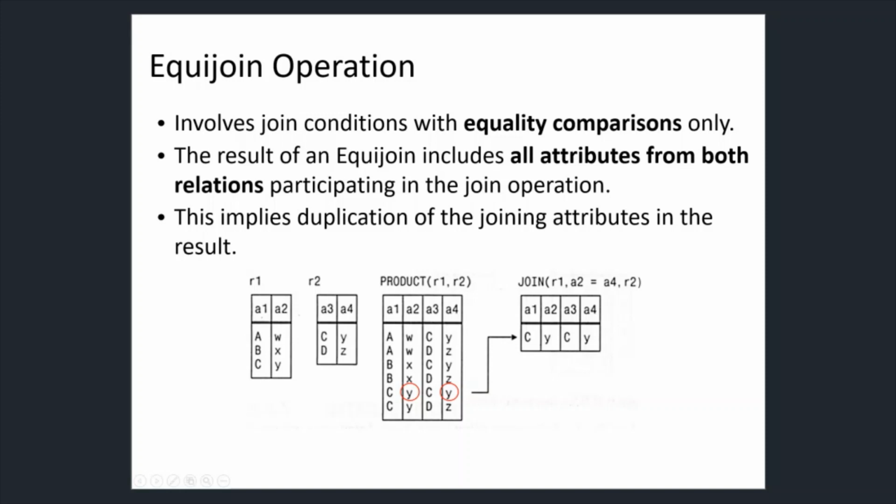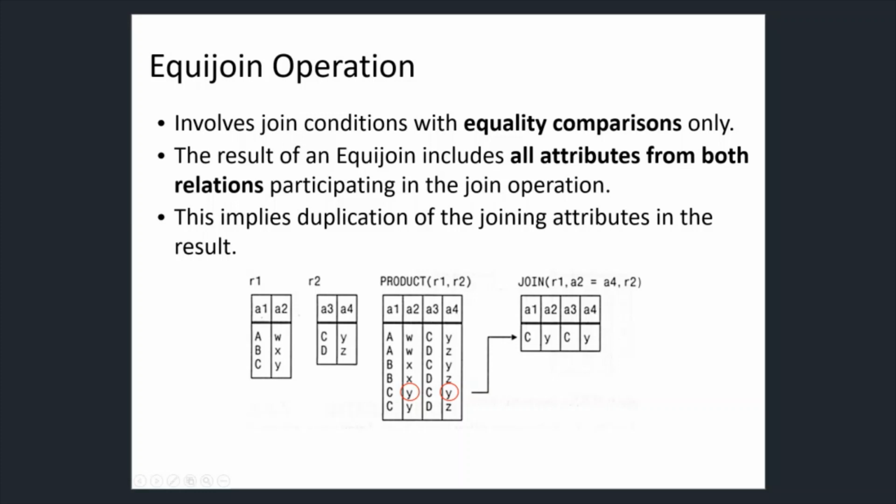So the first join that we're going to look at is the equijoin. The equijoin involves join conditions with equality comparisons only. What that means is that the value for the corresponding attributes must be equal to one another. The result of an equijoin includes all attributes from both relations participating in the join operation. So all attributes from both relations. That means that if an attribute is present in both relations, it will be duplicated.